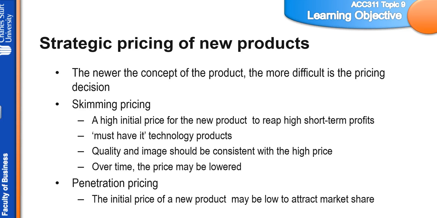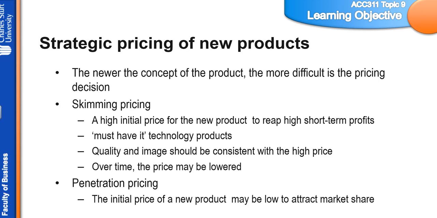When we start to look at new products, there are a range of strategies that we need to think of. The newer the concept of the product, the more difficult is the pricing decision. So let's look at a couple of different types of pricing decision. With skimming pricing, a high initial price for a new product is included to reap high short-term profits. Usually we do this with must-have technology products. So with the first Apple iPhones, high price. Everyone wanted them, and the quality and image was consistent with that high price.